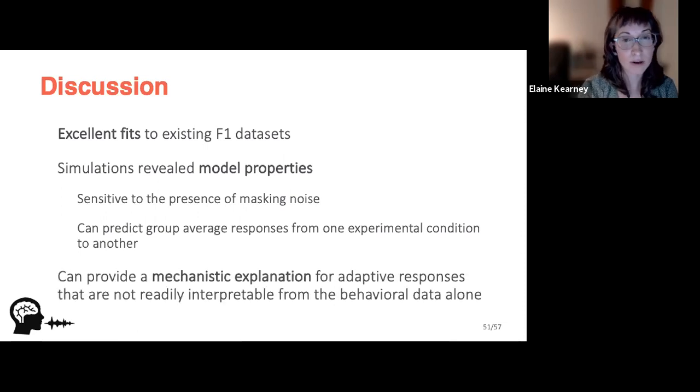Overall, Simple Diva can provide a mechanistic explanation for adaptive responses that are not readily interpretable from the behavioral data alone.